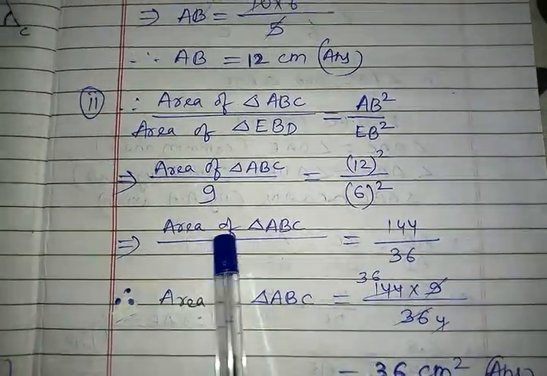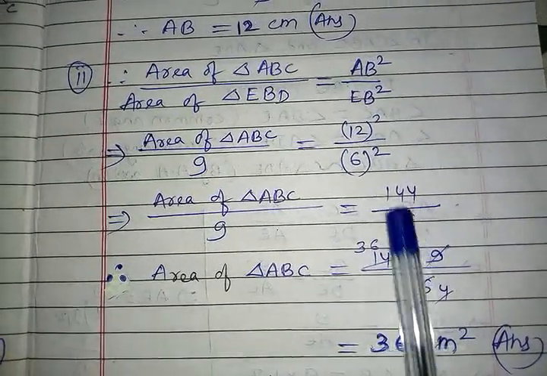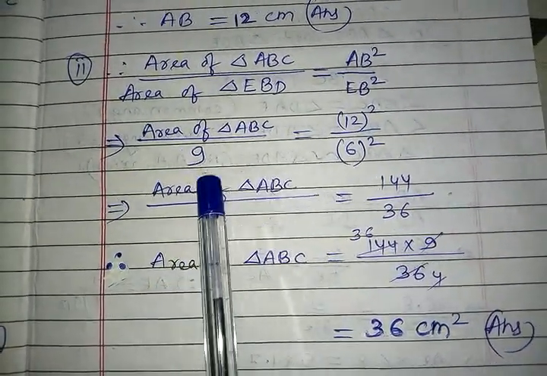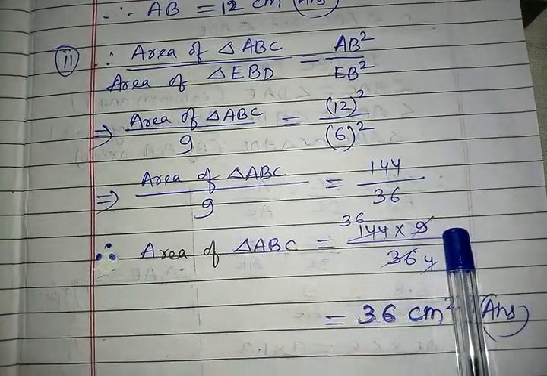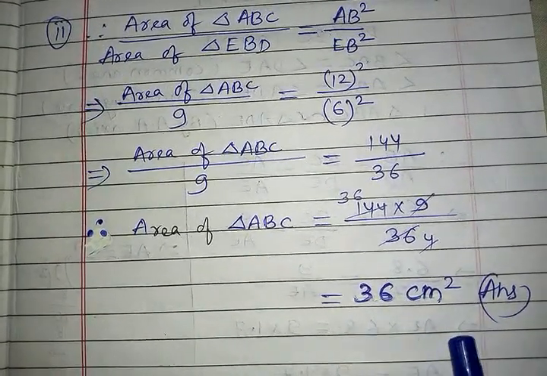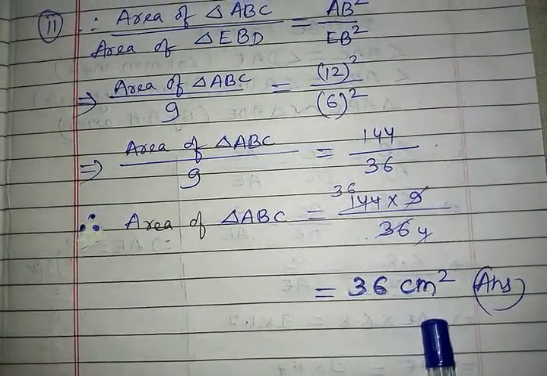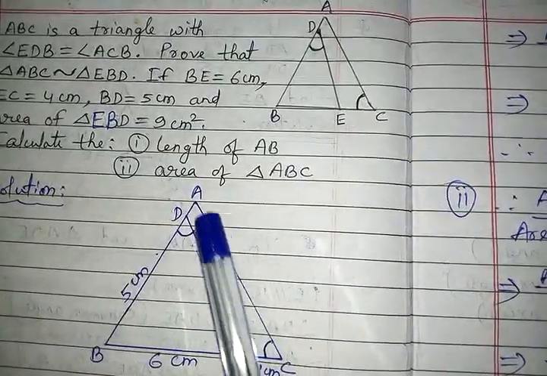So now area of triangle ABC by 9 equals 144 by 36. Now area of triangle ABC, this 9 goes here, is equal to, after cancellation we get 36 centimeter square. So finally area of triangle ABC is 36 centimeter square is our answer, because this is the second question, area of triangle ABC.